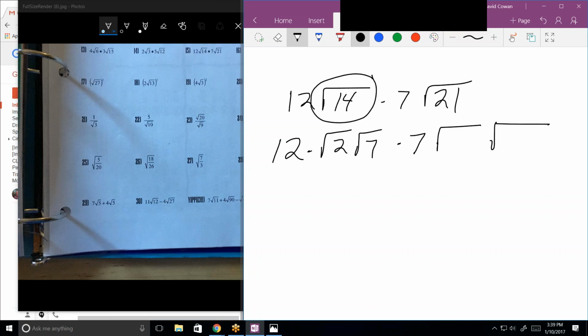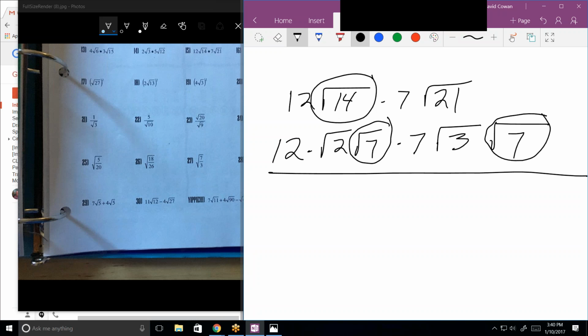What are factors of 21? 7 and 3. Now notice what I can do. I've got a square root of 7 there, and I've got a square root of 7 there. Everything is being multiplied together, so what's square root of 7 times square root of 7?